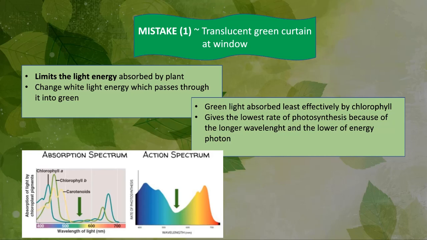This mistake will limit the energy absorbed by the plant, and it will also change the white light energy that passes through it into green. This green light is absorbed least effectively by chlorophyll. It also gives the lowest rate of photosynthesis because of the longer wavelength and the lower energy of the photon. As shown here is the graph of the absorption spectrum and action spectrum, where it shows that the green light wavelength has the lowest rate of photosynthesis.